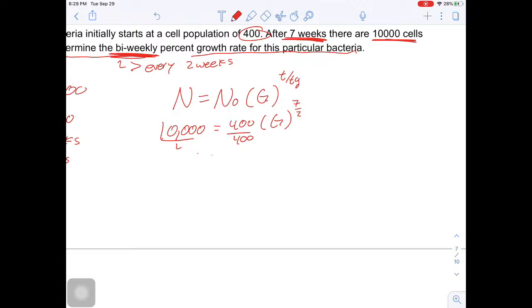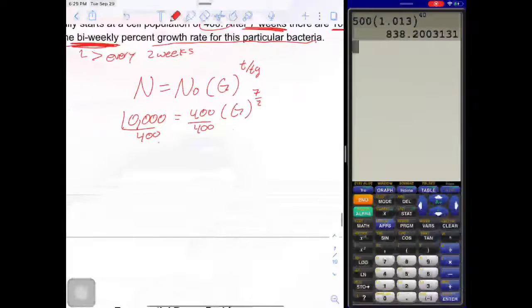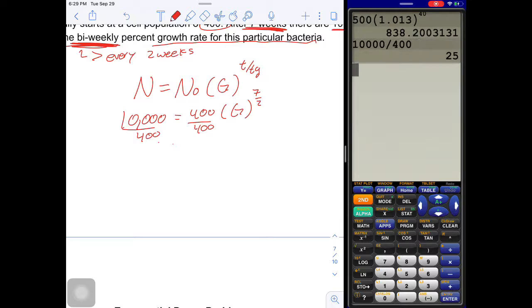Okay, now we can do some mathematics. So divide 400. 10,000 divided by 400. Let's get that open here. So 10,000 divided by 400 gives me 25. That equals G to the power 7 over 2.